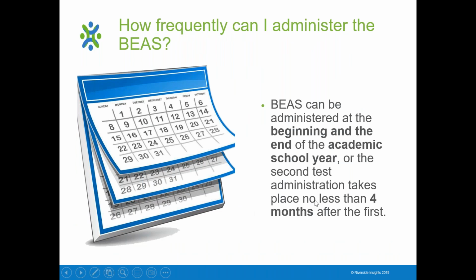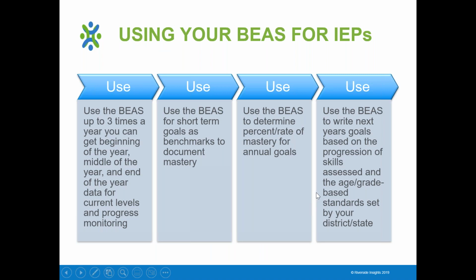So one of the questions that's often asked is, how frequently can I administer the BEAS? And as we mentioned, you can administer the BEAS as a benchmark assessment as well. So you can administer it at the beginning of the year and the end of the year, or we just have to make sure that the second test administration takes place no less than 4 months after the first. So that's why it would be more of a benchmark versus progress monitoring.